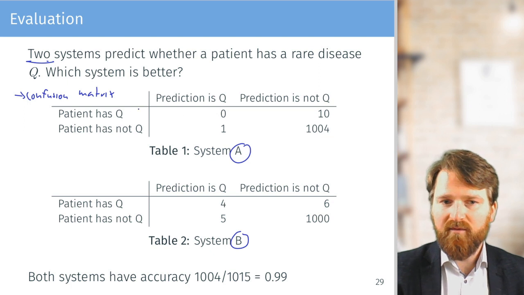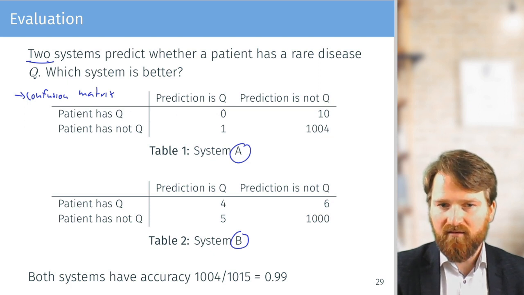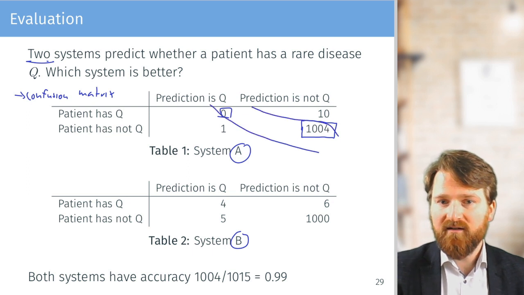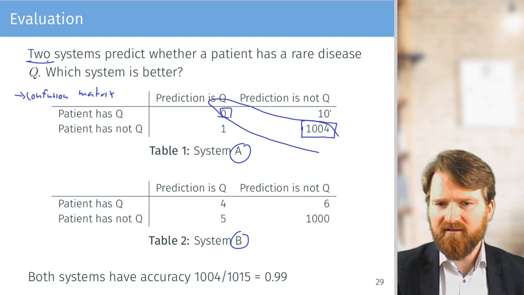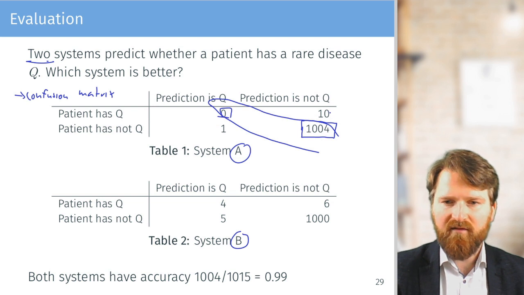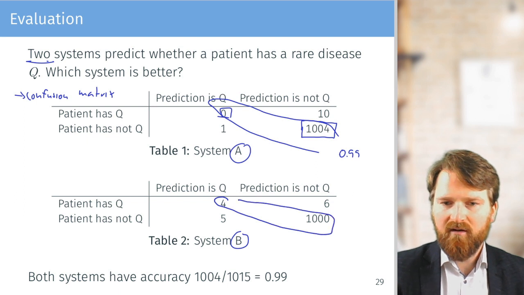So if we say he has a disease and the patient had the disease, this is the number, and if he hasn't a disease and the prediction was also correct. So the correct ones, the diagonal in this confusion matrix, are used for accuracy. And we will compute this accuracy as 0 plus 1004 over the number of instances, which is 1000 and something, 1015. So the accuracy here would be 0.99. And here again, we just sum up the diagonal. So it's again 1004 over 1015.